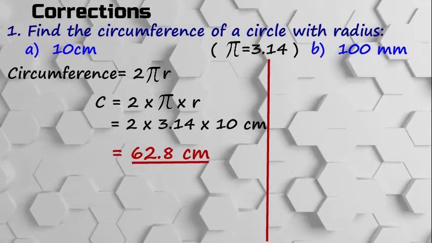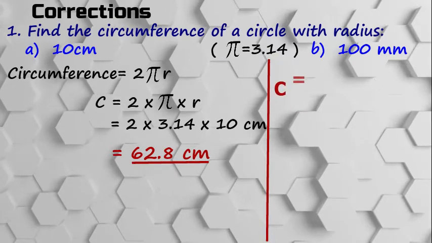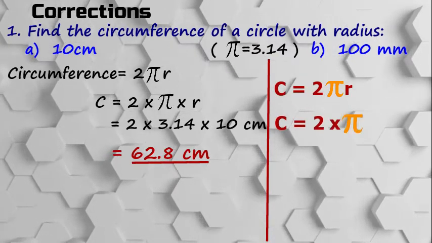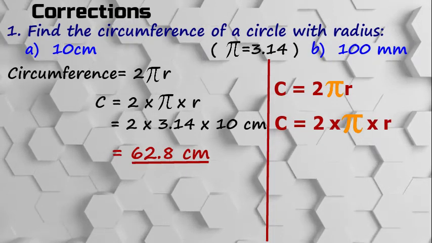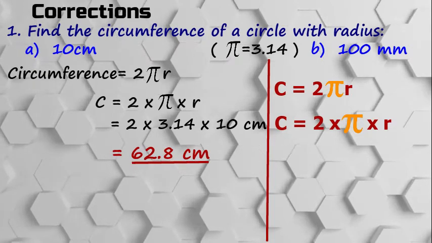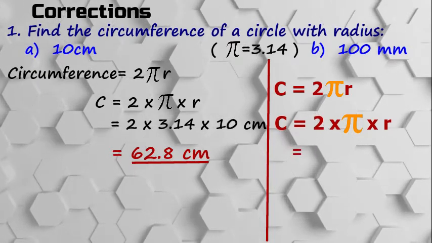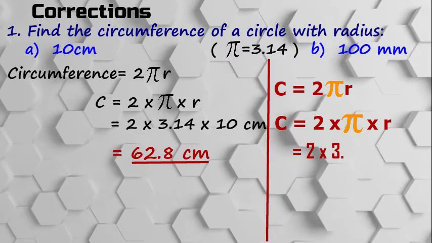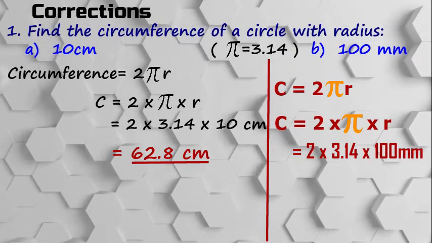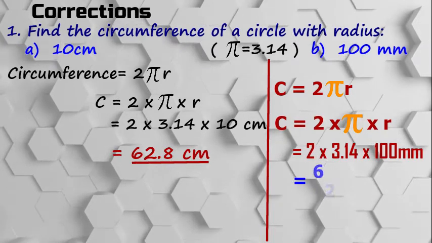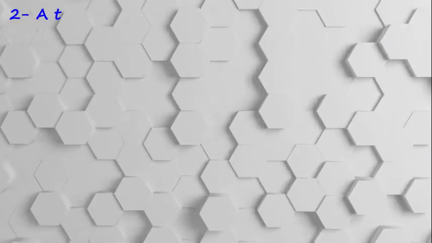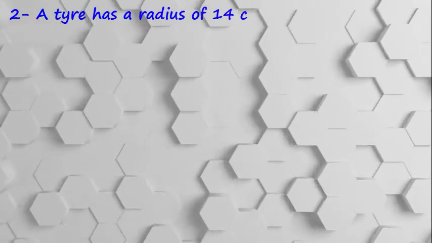Part B, circumference still is equal to 2 pi r, which is 2 times pi times r. Remember, pi is 3.14 and the radius is 100 millimeters. This is equal to 2 times 3.14 times 100 millimeters, and this is equal to 628 millimeters.